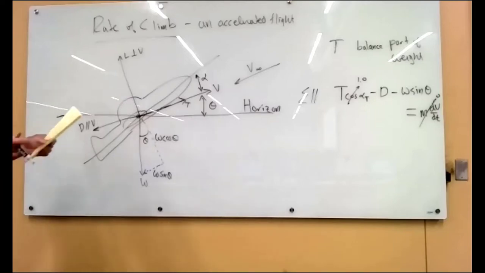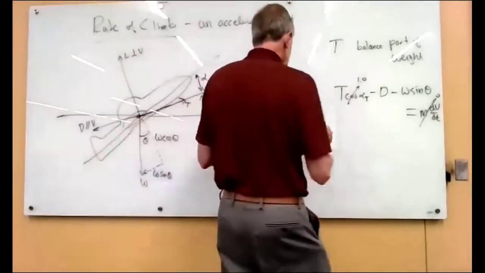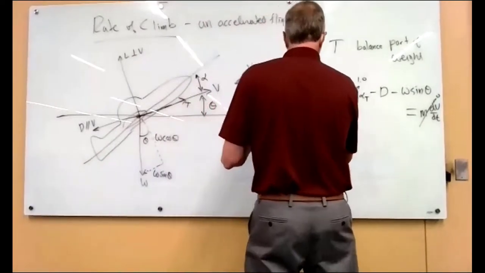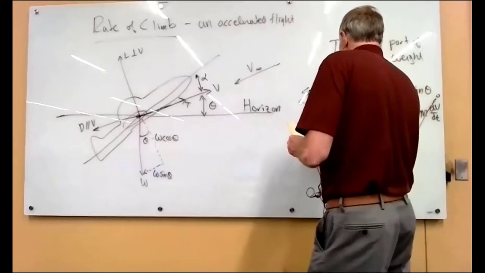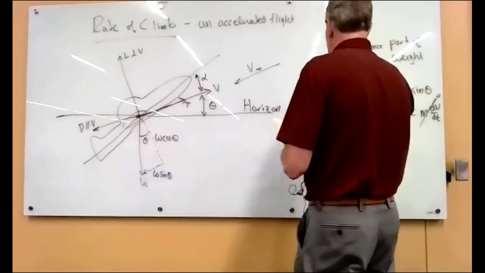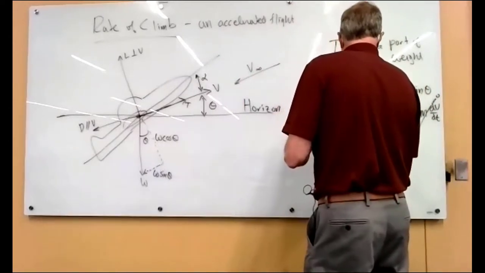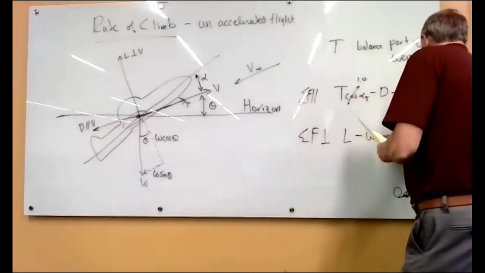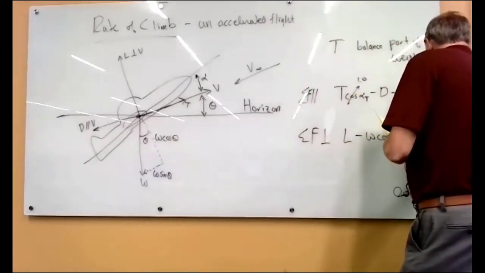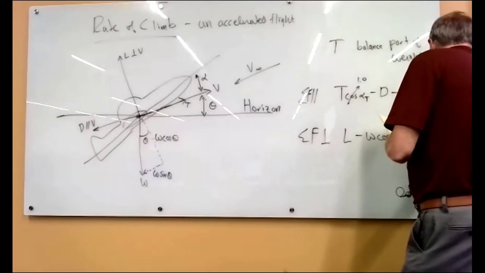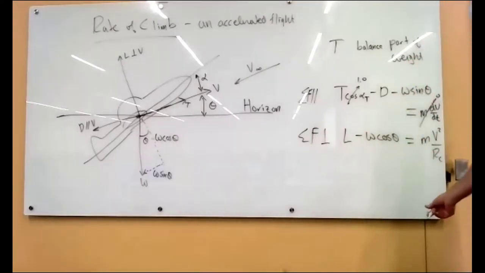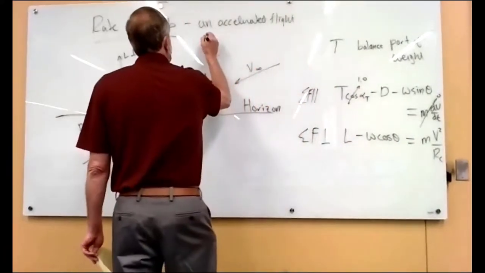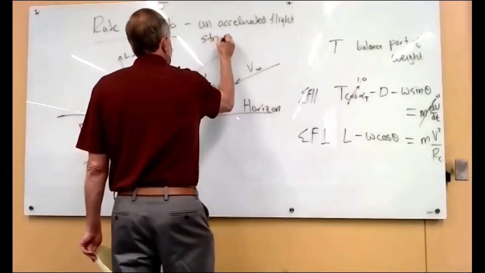So that's the force balance there. And then the sum of the forces, I should have put F there, so the sum of the forces perpendicular is lift minus W cosine theta, and that's equal to the mass times the velocity squared over the radius of curvature of the turn, but we're not doing a turn, so we really ought to write that up here. Unaccelerated flight, straight line flight.